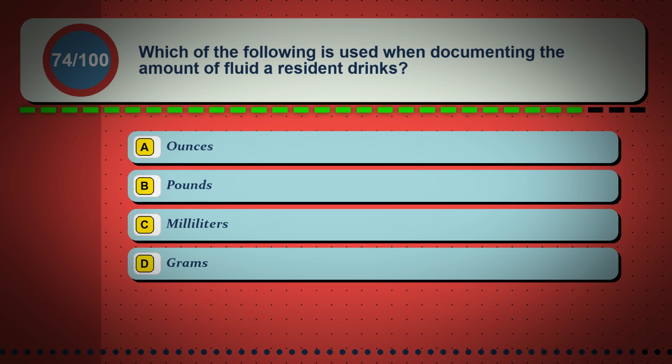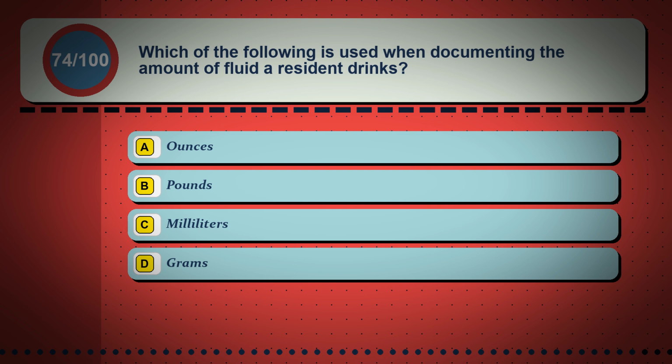Question 74. Which of the following is used when documenting the amount of fluid a resident drinks? Option A, ounces. Option B, pounds. Option C, milliliters. Option D, grams.